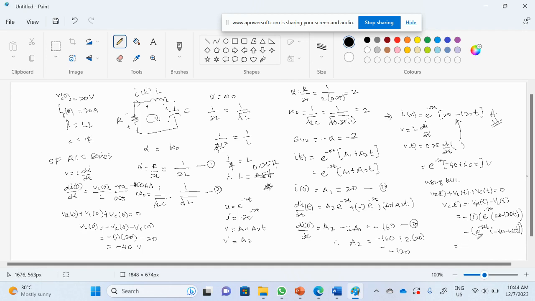Okay, so ini you boleh simplify lah. Negative 20 tambah 40, you akan dapat 20. Okay, negative positive. 120t minus 60t. So, plus 60t unit volt. This is the final answer for vC.